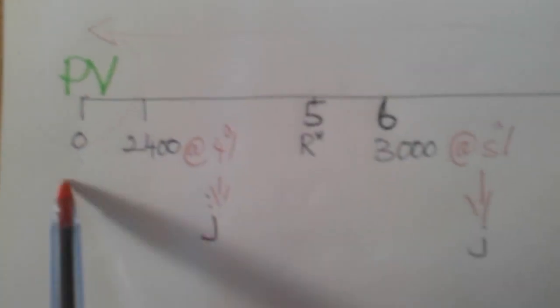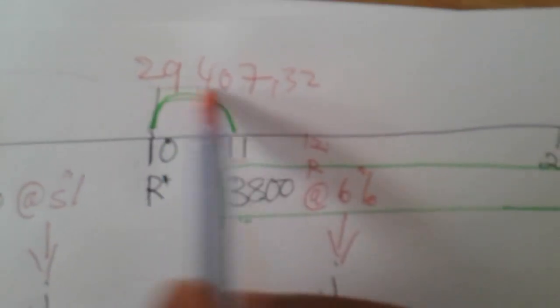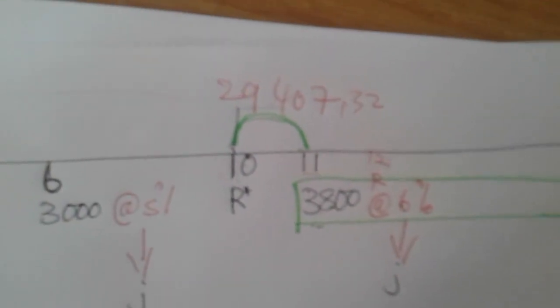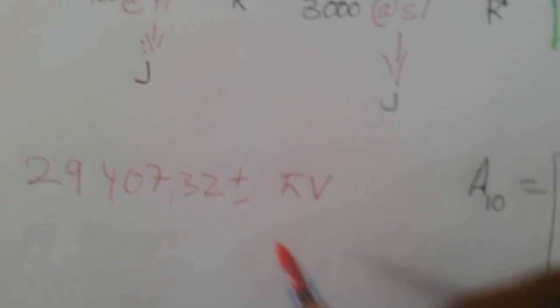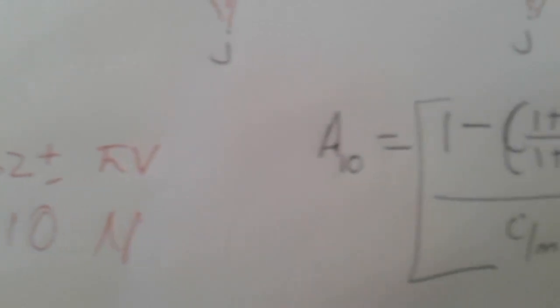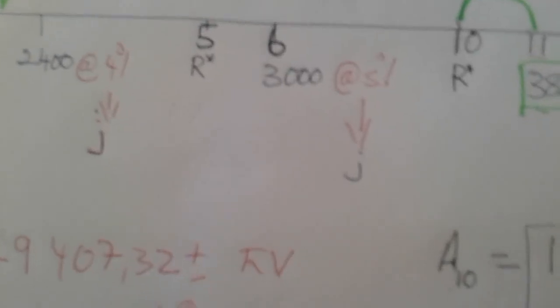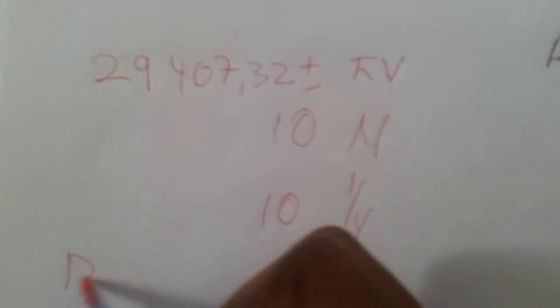So if I'm standing here, what do I call this figure? Obviously, it's my future value because it's in the future. So it becomes 29,407.32 plus minus future value. Then your N, the number of compounds from 0 to 10, obviously is 10, because our interest is compounded annually for 10 years, so there are 10 compounds. Then your I is also 10, which is given in the question. And what are we looking for? We're looking for present value.